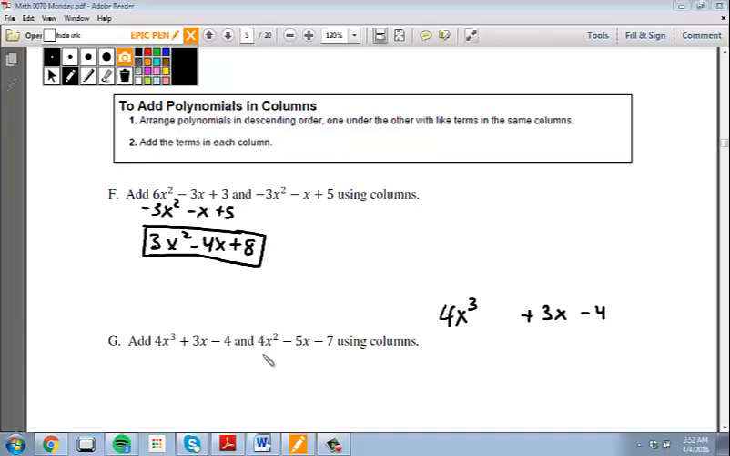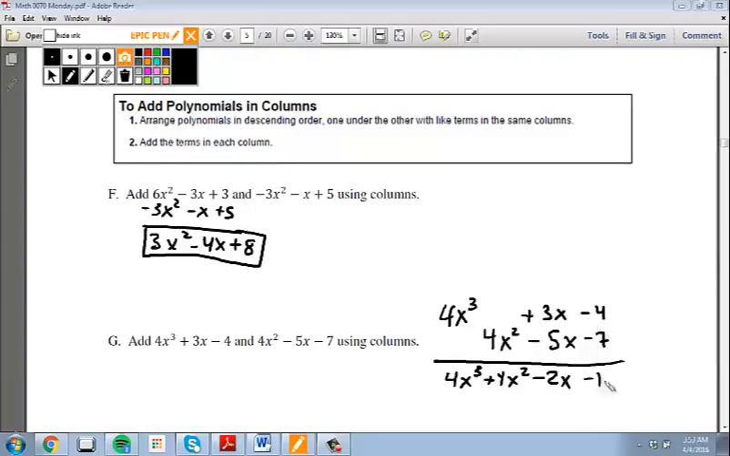Alright, then I have 4x squared. I don't see a 4x squared in the first polynomial, so I'm just going to write it down here where the x squared would have normally been. And then the minus 5x minus 7. And then add this together. So bring this down, 4x to the third plus 4x squared, then 3 minus 5, negative 2, and then negative 4 minus 7 is negative 11. It's done! Alright, so make sure that when you're adding in columns that you are just lining the like terms up and then add.